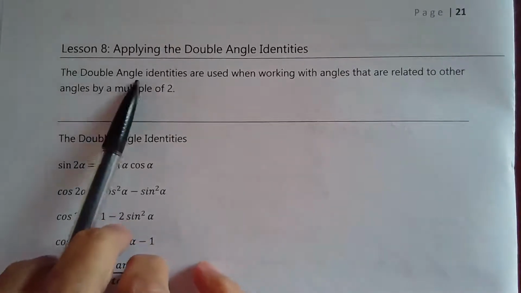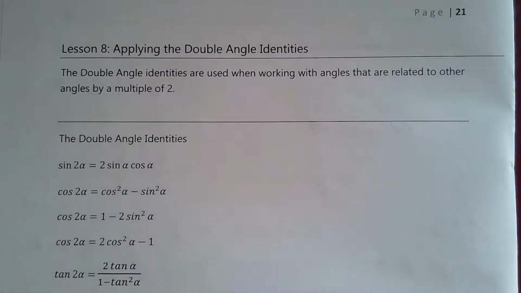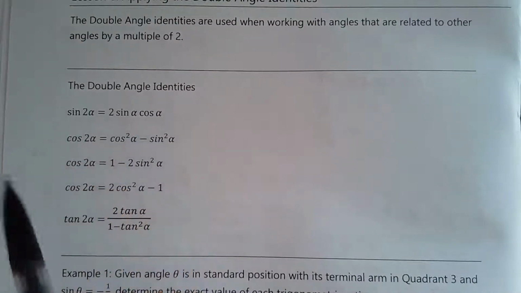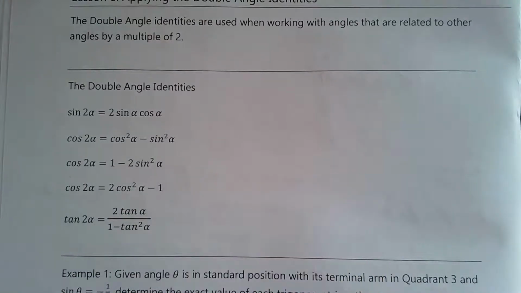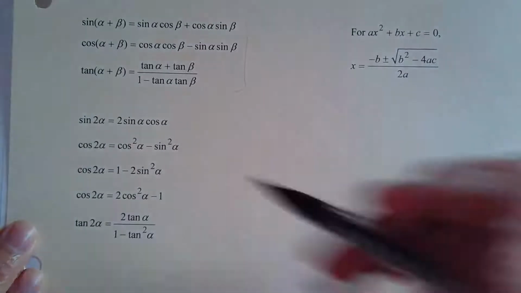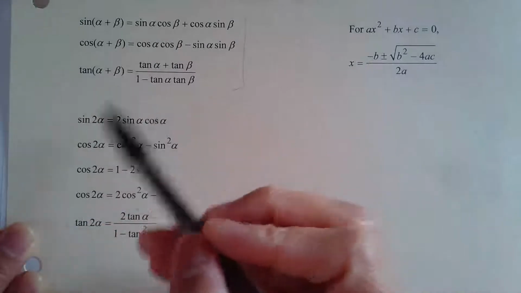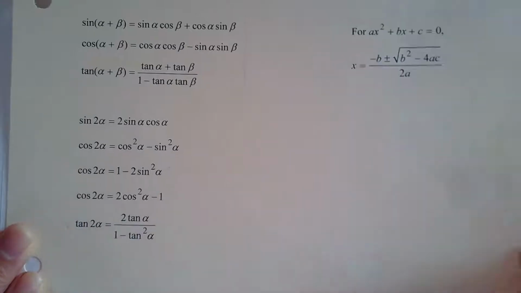The double angle identities are used when working with angles that are related to other angles by multiples of 2. So these are the double angle identities. They are listed over here, and also on our formula sheet, the card stock that I gave you at the beginning of the year or semester. These are the ones we're going to be focusing on for today.